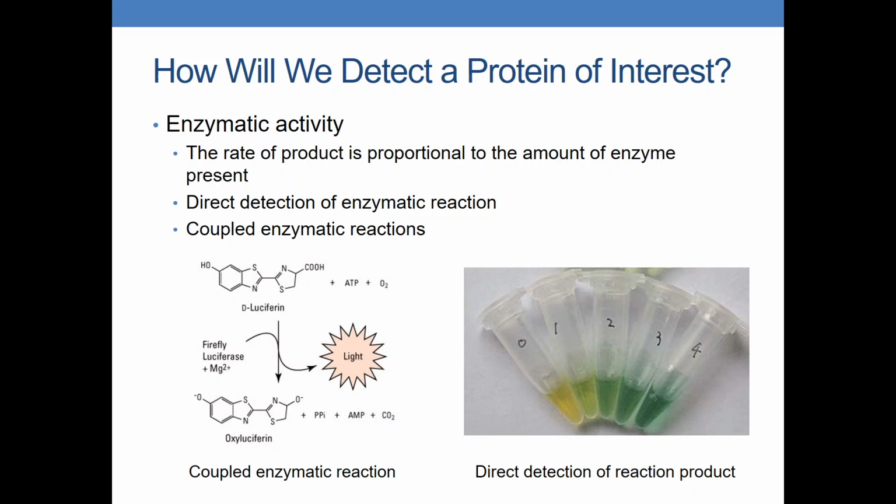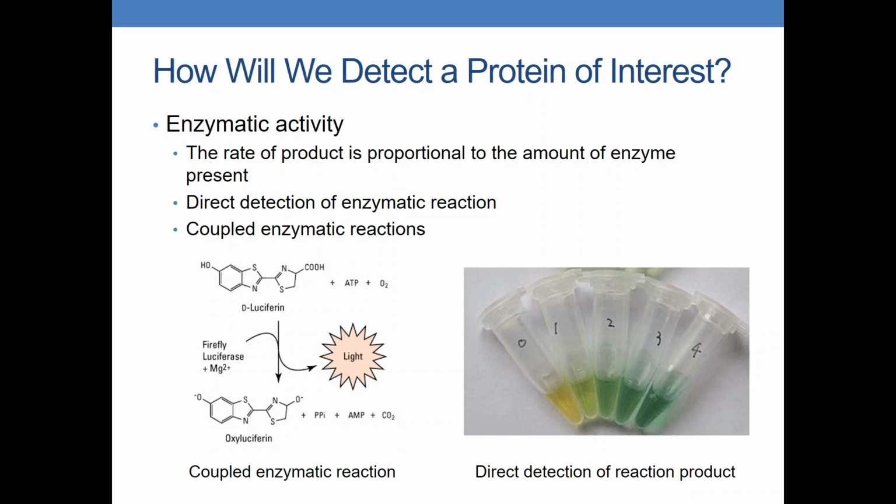If you think about this, it should make sense. The rate of product formation is going to be proportional to how much enzyme you have present. If you have more enzyme present, you should see that the reaction that you're interested in occurs with a higher rate. You have more catalyst, so therefore you should form product more quickly.